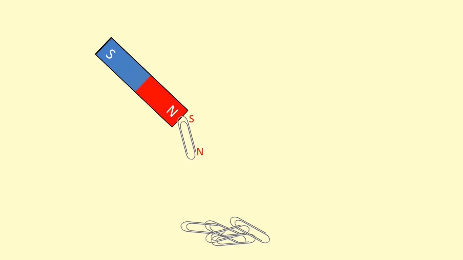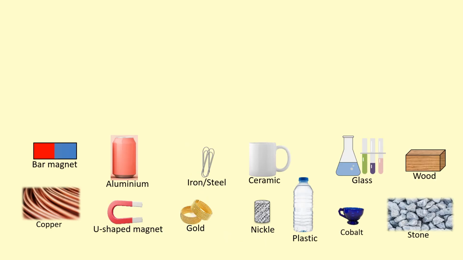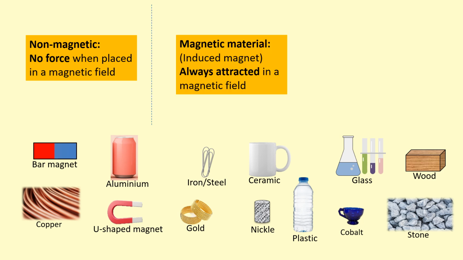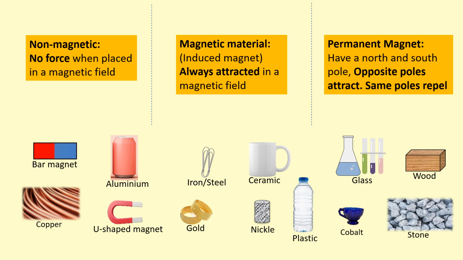And also if the magnet is strong enough, we can pick up another paperclip or more even, and those would also get magnetized in a way that always attracts. Okay, we've got a bunch of materials over here, and I'm going to separate them into three groups. First of all, non-magnetic materials, which will not experience any force when you put them into a magnetic field. Then we've got magnetic materials, also known as induced magnets, which will always be attracted. Then we've got permanent magnets, which have a north and a south pole, and they will attract if they're opposite poles, and they'll repel if they're the same poles.